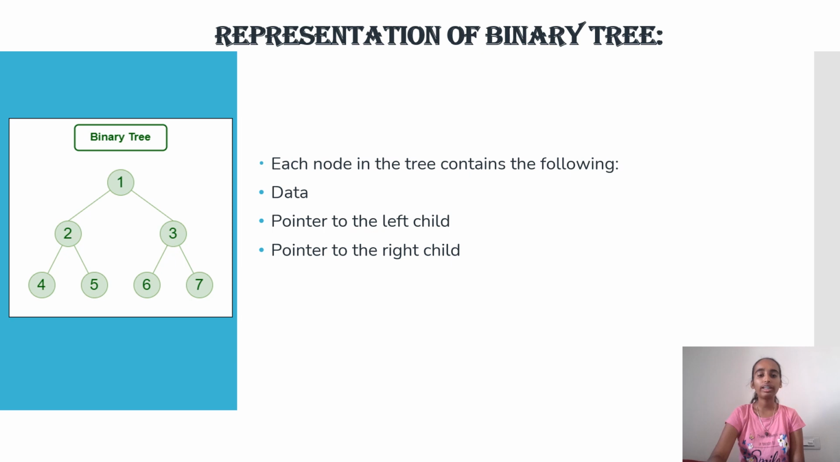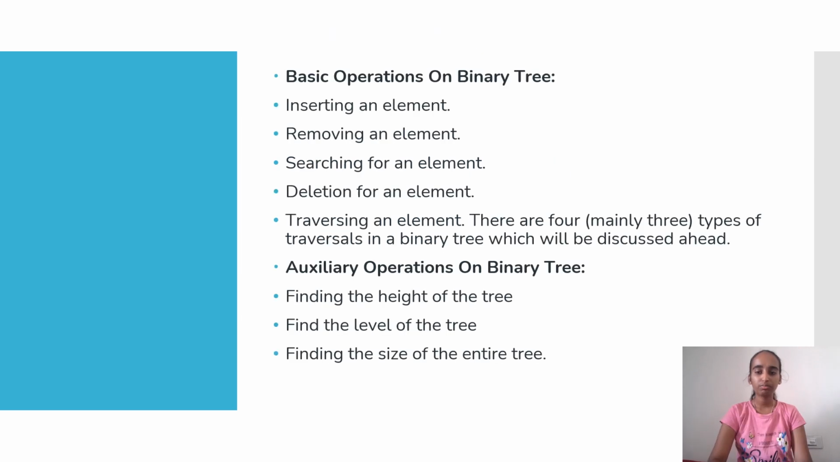And let's move on to the representation of binary tree. The representation of binary tree has each node in the tree containing the following data: pointers to the left child, pointers to the right child. Let us move on to basic operations of binary tree. Inserting an element, removing an element, searching for an element, and deletion of an element. And auxiliary operations of binary tree are finding the height of the tree, finding the level of the tree, and finding the size of the entire tree.